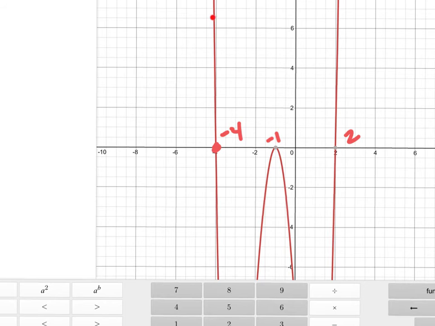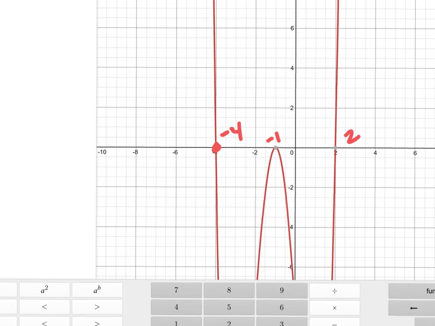You see, this line crosses through at negative 4. That means the answer is negative 4. But this line doesn't cross through at negative 1. It touches at negative 1. Okay? And this one crosses through at 2.